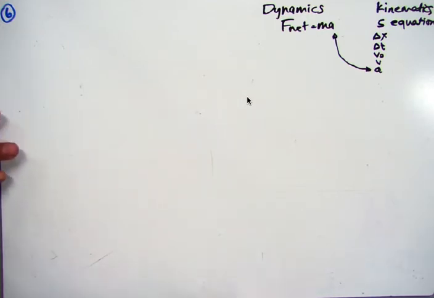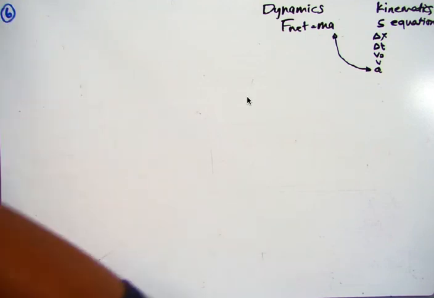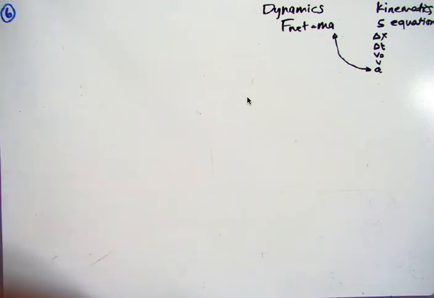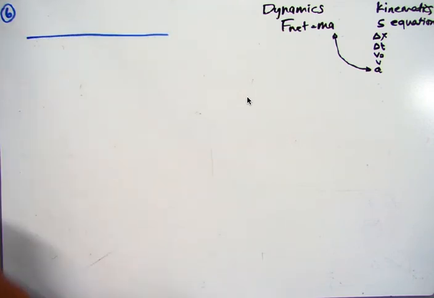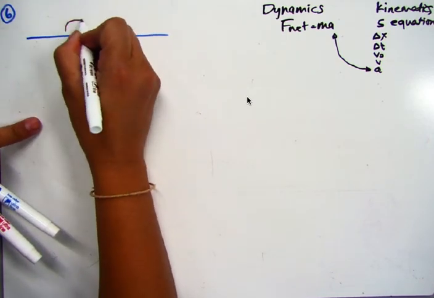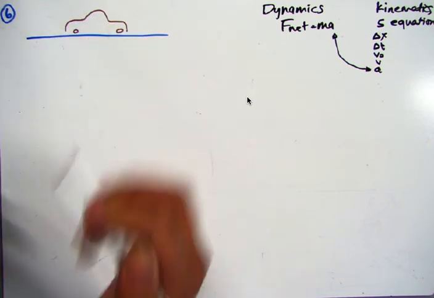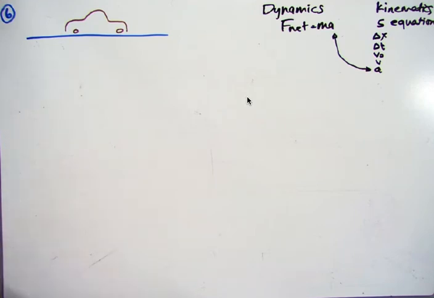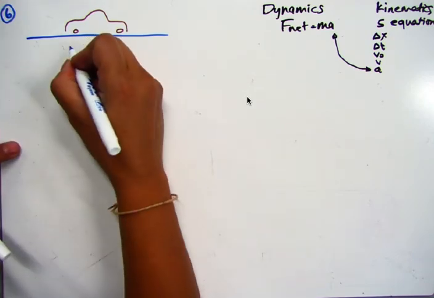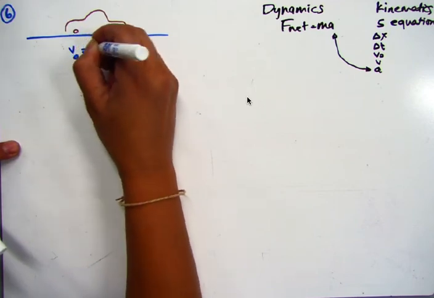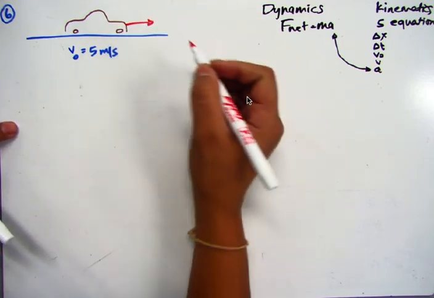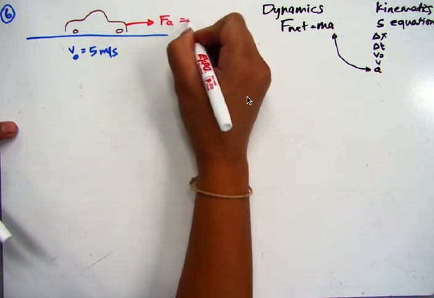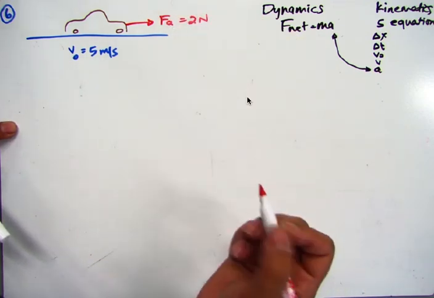So we have a toy car moving across a smooth floor. In the case of a smooth floor, that basically just is telling you don't worry about friction. So here's your floor. You have a toy car moving. So here's your toy car. It's moving across the floor with a velocity of 5 meters per second. So you can see that at the start of this problem, v naught equals 5 meters per second. Then a force is applied to this car, right? A force is applied. It's 2 newtons, and it acts on the car for 4 seconds.